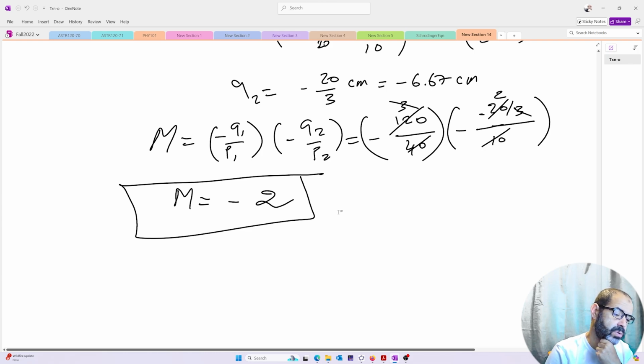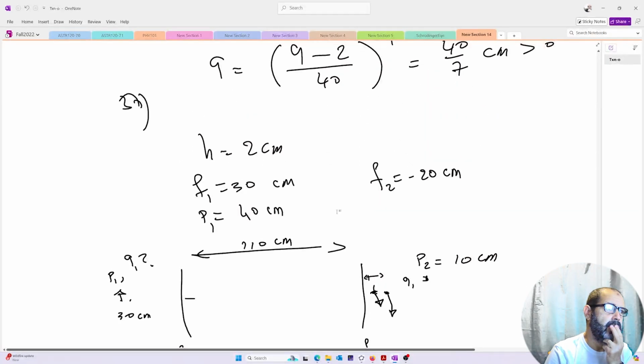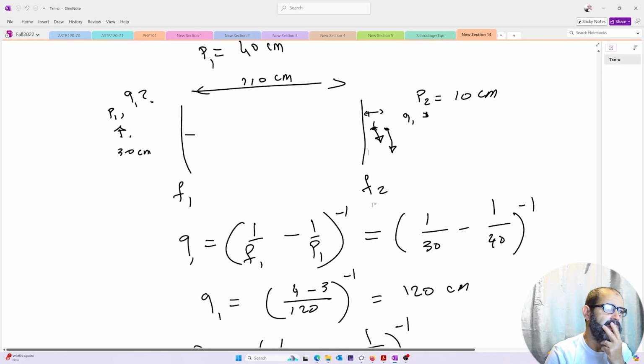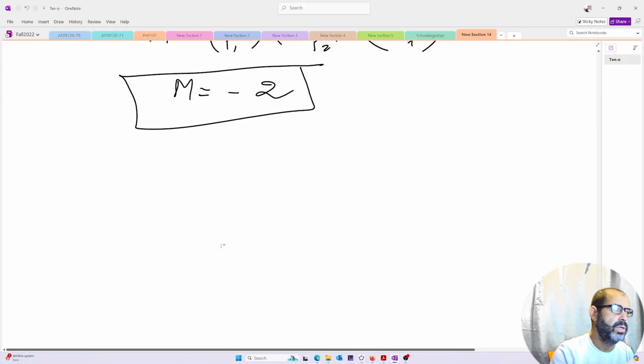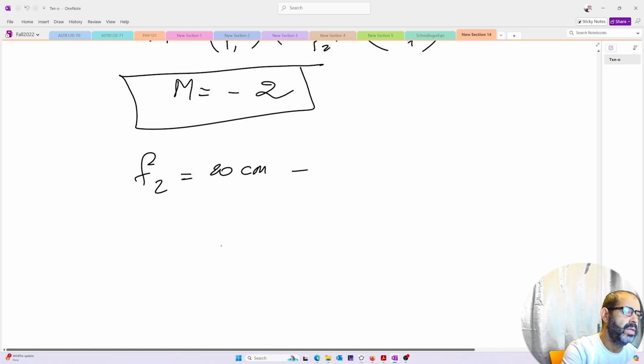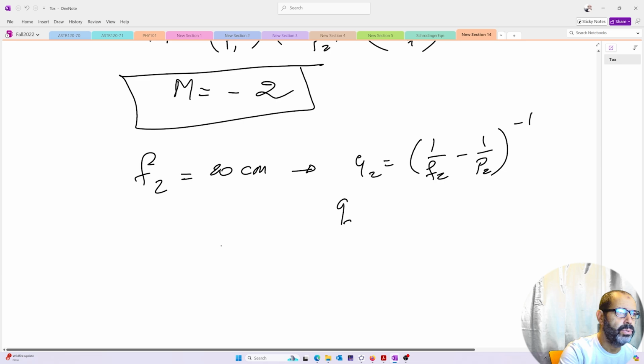The second part is said to replace the second lens by a converging lens. So F2 becomes positive. So the first part of the calculation stays the same, so 120 centimeters. So it's Q2 that changes. So in the case when f2 is positive 20 centimeters, then q2 now is equal to 1 over f2 minus 1 over p2, inverted. q2 then becomes equal to 1 over 20 minus 1 over 10.